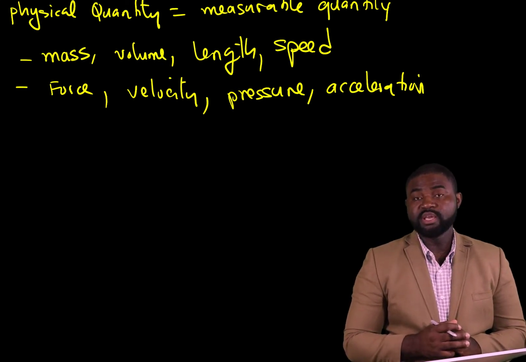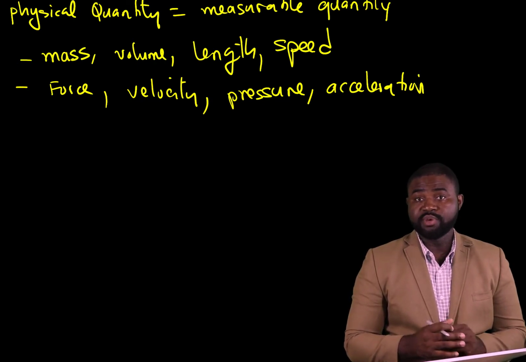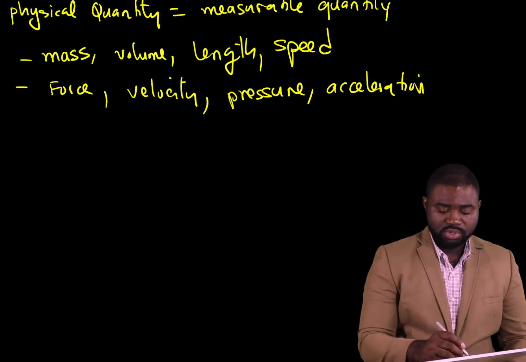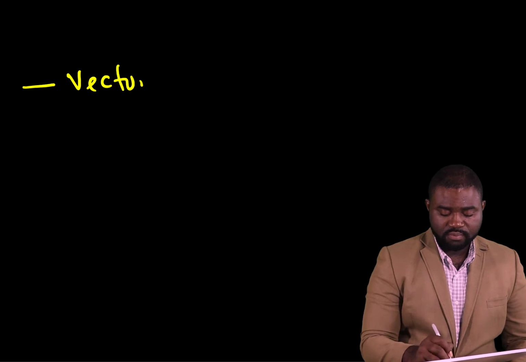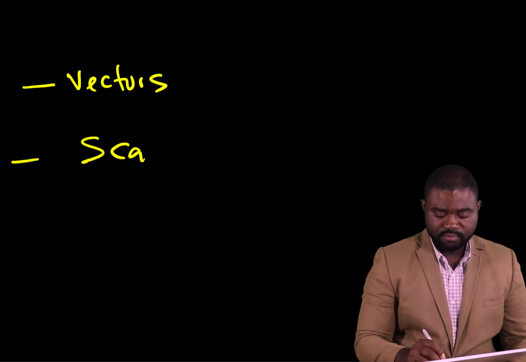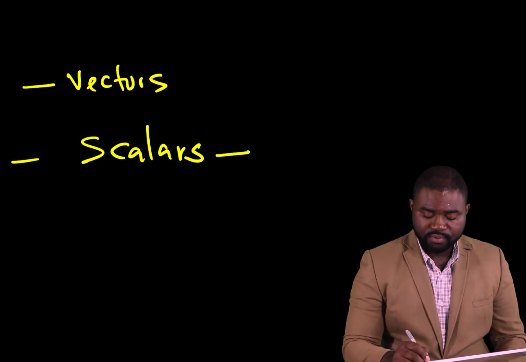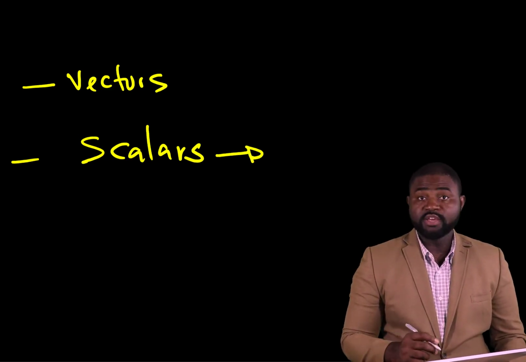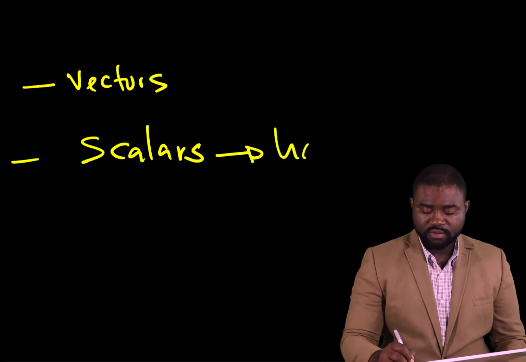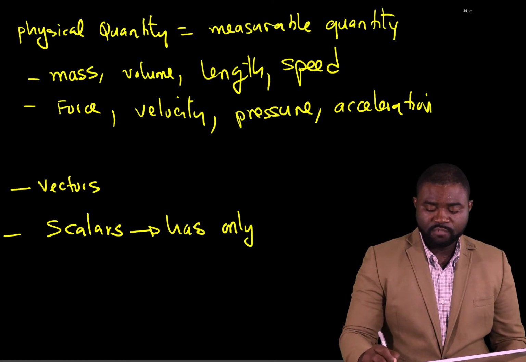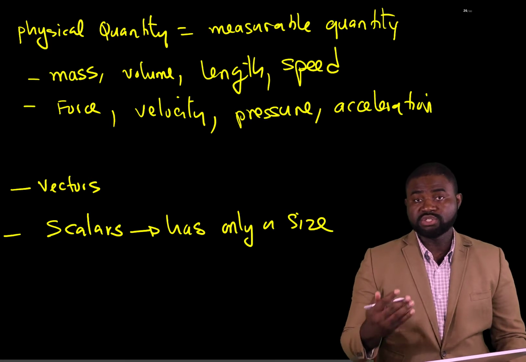When we look deeply at these physical quantities, we can categorize them into two groups. You have vectors and scalars. Now, a scalar simply is a quantity that has only a magnitude or a size. It basically has only a size. It really doesn't have a direction associated to it.